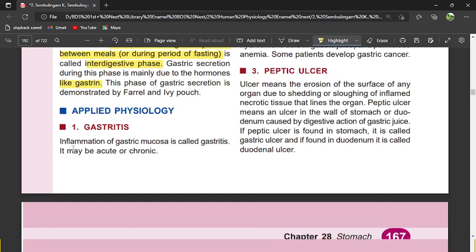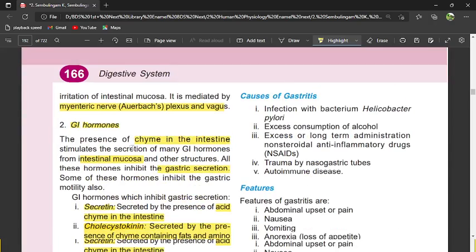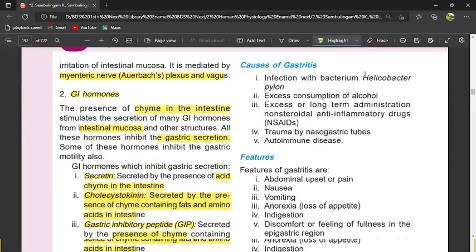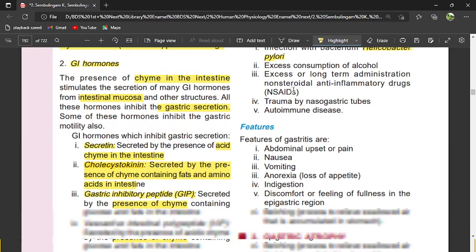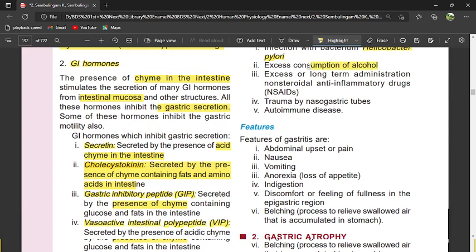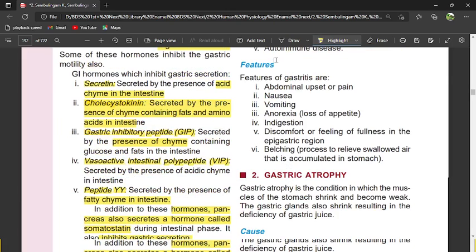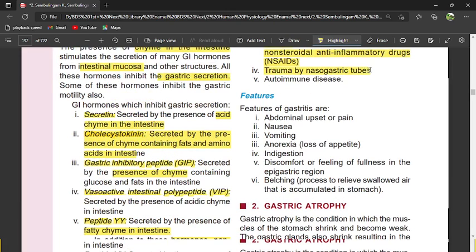Now what is applied physiology? Gastritis: inflammation of the gastric mucosa is called gastritis. It can be acute or chronic. बीमारी से क्या आएगा? इन्फेक्शन भी होगा इसका, ठीक है. तो पेट का इन्फ्लेमेशन हो जाता है. It is due to bacterial infection by Helicobacter pylori, excess consumption of alcohol, and excessive long-term use of non-steroidal anti-inflammatory drugs की वजह से भी पेट में इन्फ्लेमेशन. Trauma and autoimmune disease may also cause it.